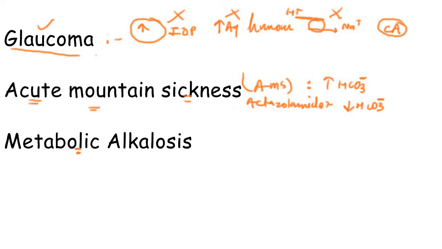The third clinical scenario is metabolic alkalosis. See again, in case of metabolic alkalosis there is a rise in the bicarbonate ions within the body which leads to an increased pH within the body. So as a result of this, when we administer the acetazolamide, it will cause the excretion of the bicarbonate ions, and therefore it will bring the bicarbonate ions back to normal, and hence it is used in the treatment of metabolic alkalosis. Now let's look at the potential side effects of acetazolamide.